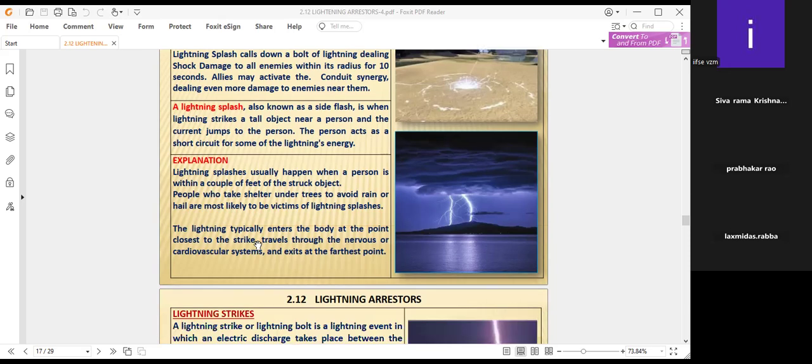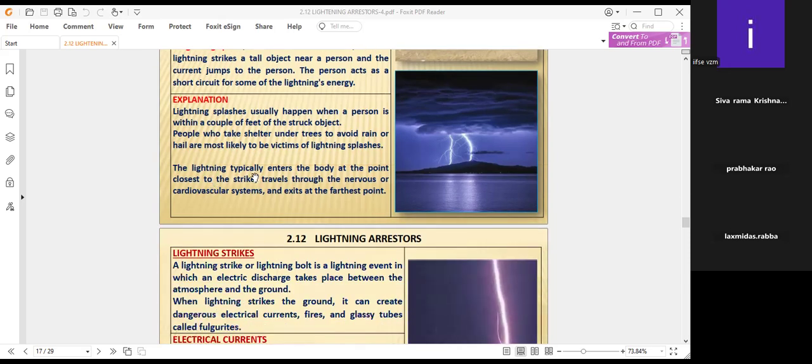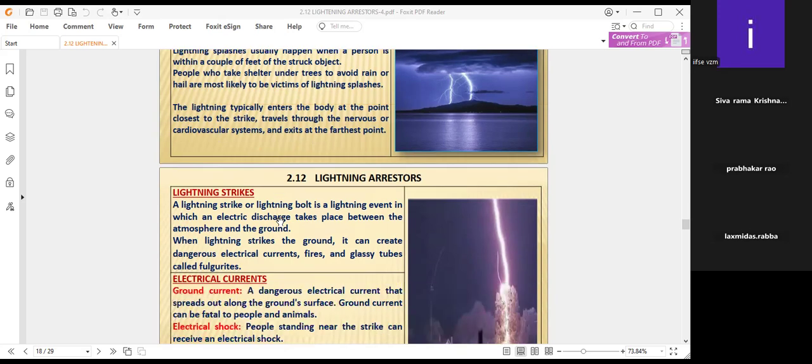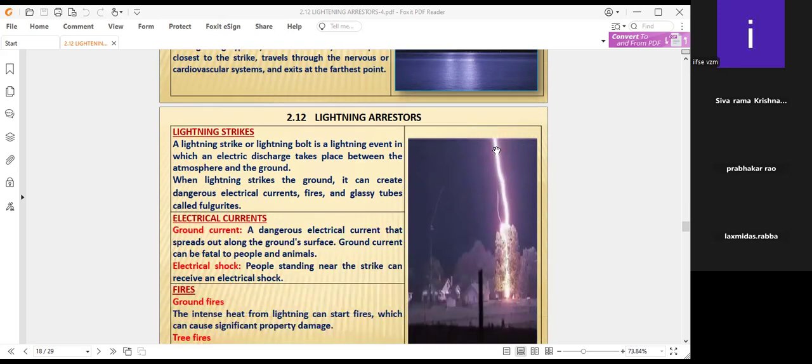Definitely, sir. Good. And the lightning typically enters the body at the point closest to the strike, travels through the nervous or the cardiovascular system, and exits at the farthest point. Lightning strike is also very important here.